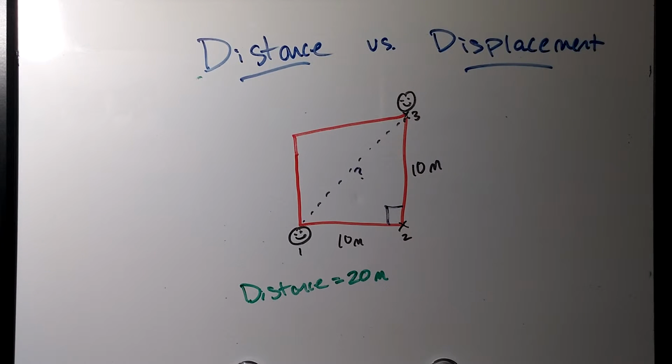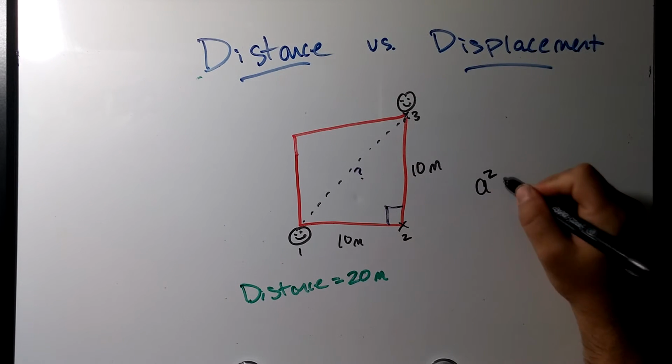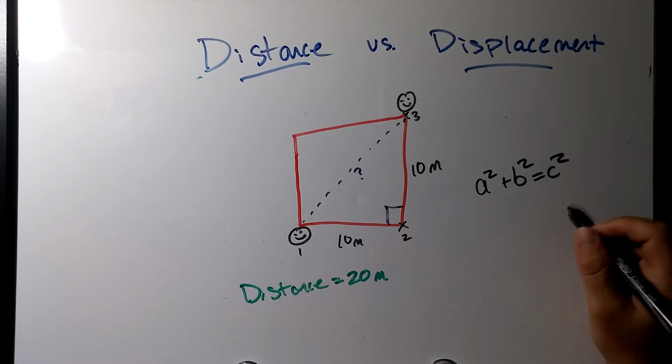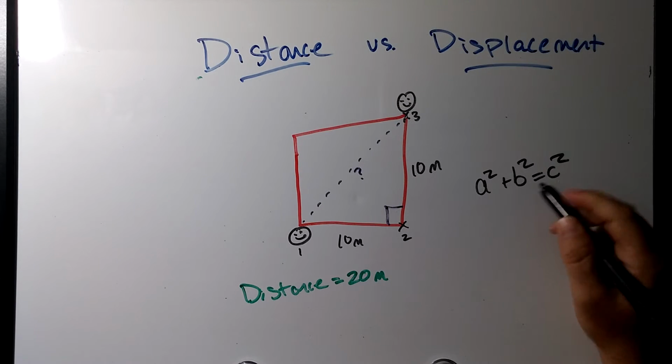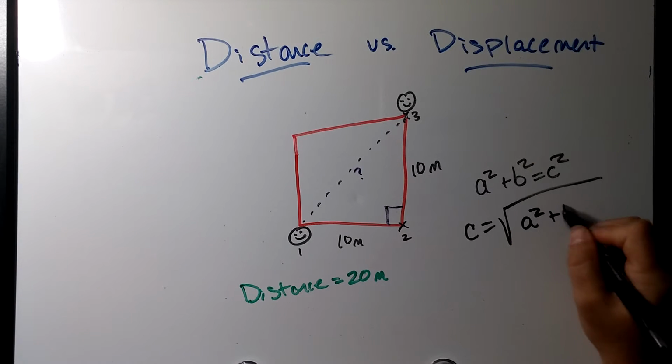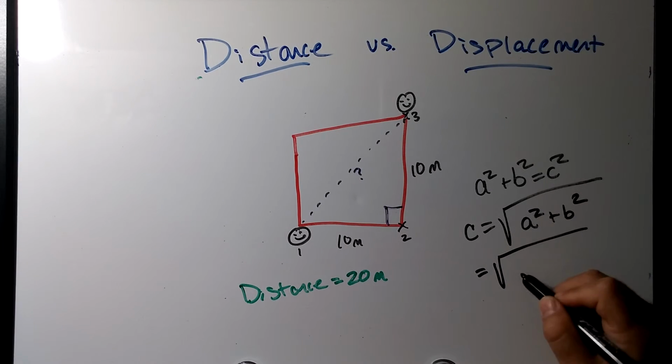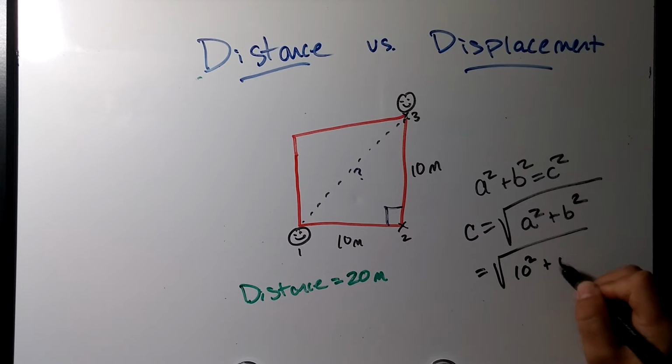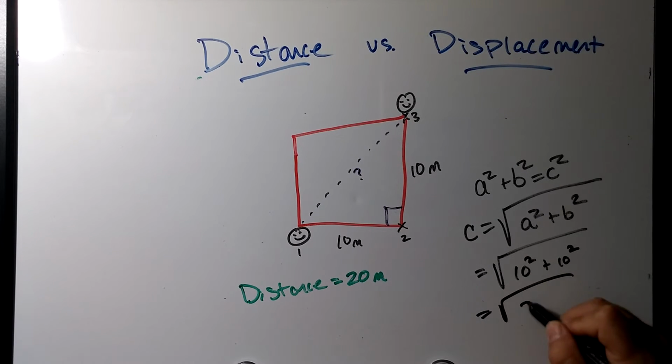So let's set it up. Remember, Pythagorean Theorem, a squared plus b squared equals c squared. And we are looking for the hypotenuse, which is the c leg. So c, what I'm looking for, is going to be the square root of a squared plus b squared. And so it's just going to be the square root of 10 squared plus 10 squared, or radical 200. Let me toss that in my calculator, and let's see what we got. I'm getting 14.14.